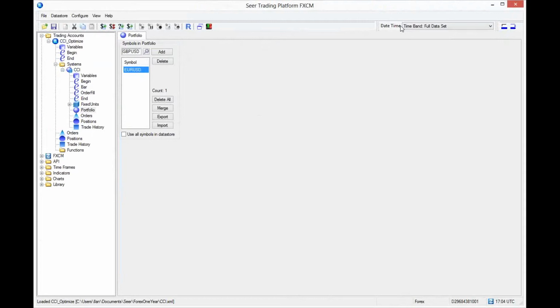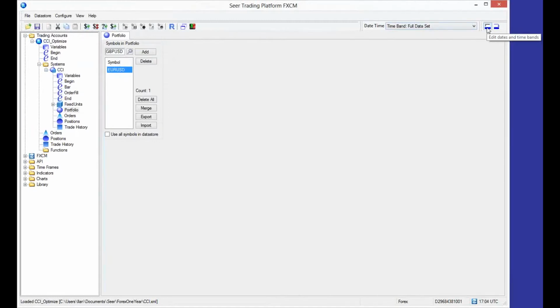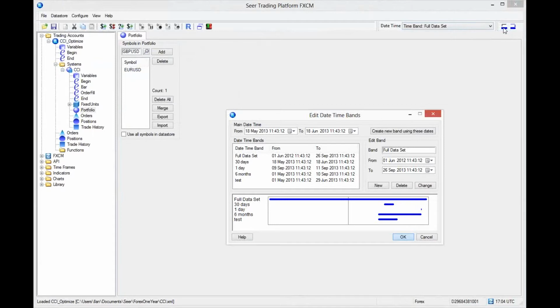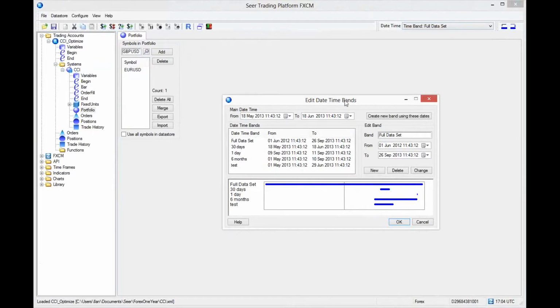Okay, and the third and very important thing that we want to do is set the time period over which we backtest. The time period is found on the top right-hand side of the application, and if we click this button on the top right, it says basically edit dates and time bands. If we push that, we get a little window which is called edit date time bands, and in here we have our time bands that we can test on. Now you can see that I have a time band called full data set, which runs for my entire data set that I have installed on my computer, which is just over a year and a few months.